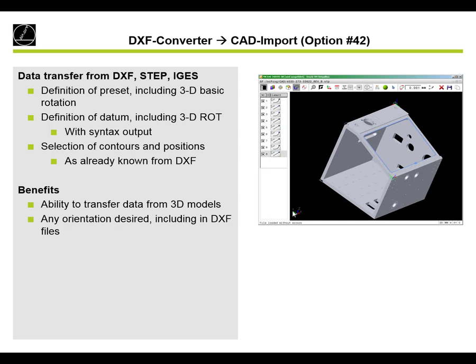So for every tilted surface, I need its own view in the DXF file. Now we did the next step. Now we can open the STEP or IGES file, and inside of the STEP and IGES file, we can select the orientation of the surface. And on this surface, we can select the contour, and we can also select the positions in the tilted system. And that's a very good thing to do programming with a 3D model directly on the control.